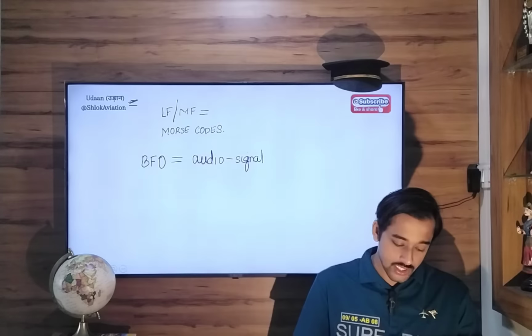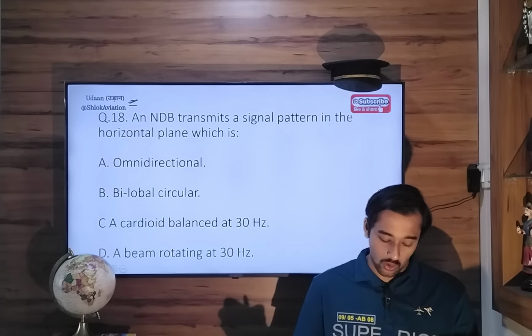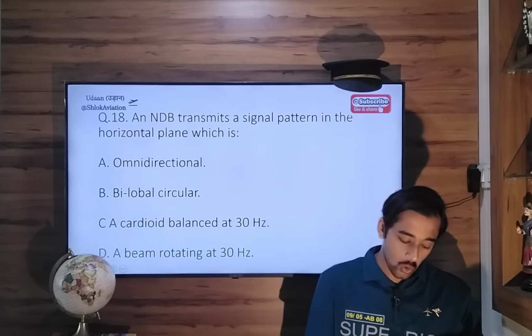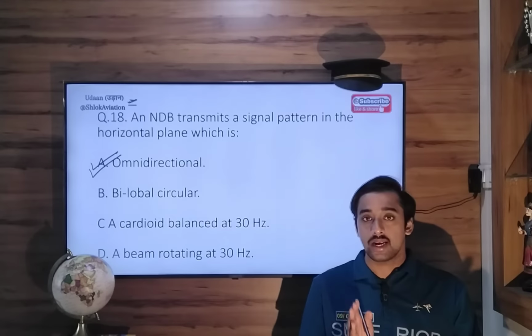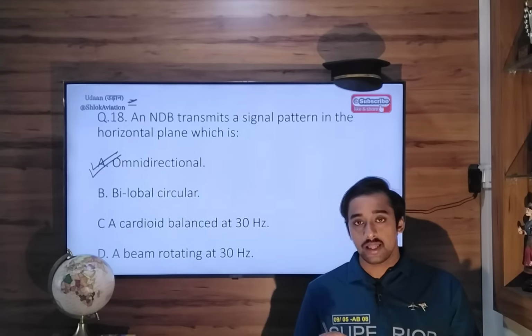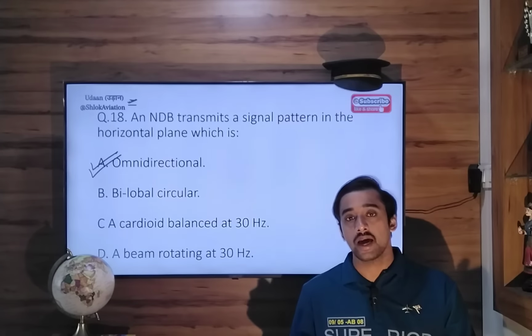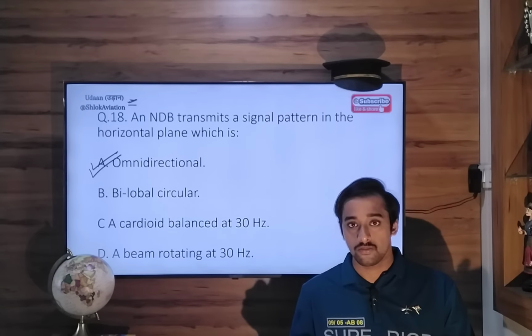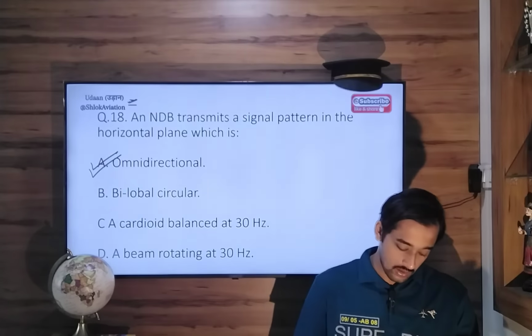Let's go to the next question. An NDB transmits a signal pattern in the horizontal plane, which is what? Omnidirectional. Like I have explained so many times before, an NDB station transmits signals in all directions. The aerials on your aircraft will determine the direction from where the signal is coming. So the answer will be A, omnidirectional.